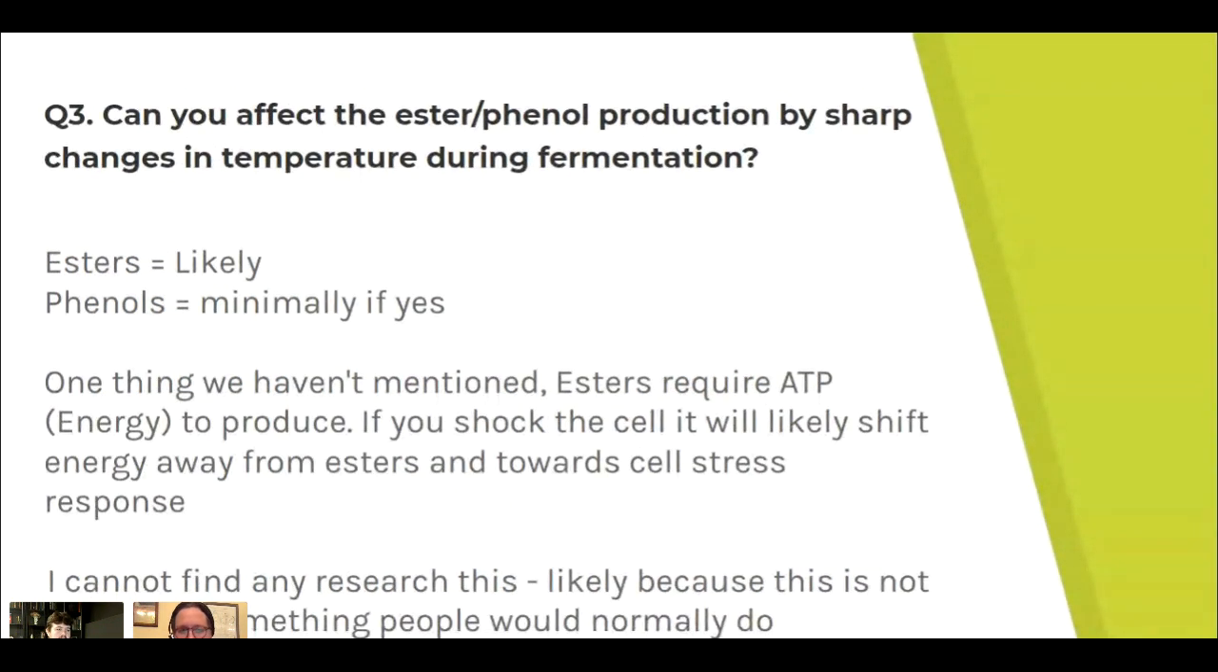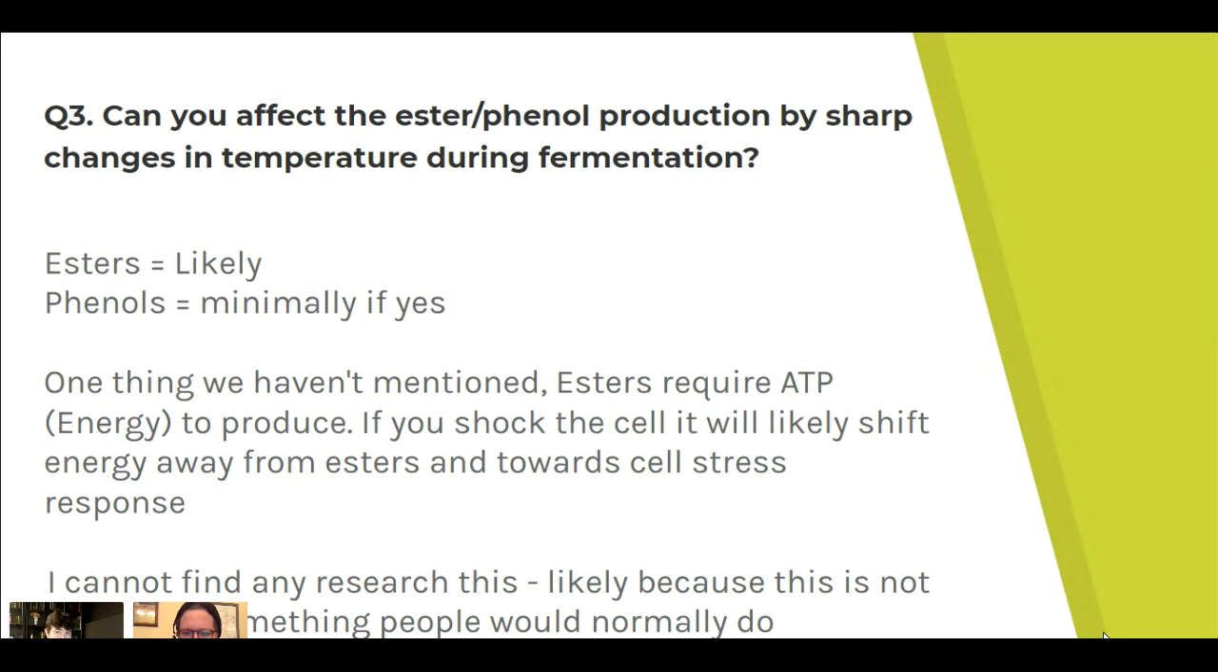So question 3. Can you affect ester and phenol production by sharp changes in temperature during fermentation? To break this down: esters, likely. Phenols, minimally if you can. There's some conflicting concepts around that. One thing we haven't mentioned, though, that is important, is that esterification requires energy; it requires ATP to produce. So if you are doing sharp temperature swings, you are shocking the yeast cells and causing them to spend a lot of energy, which means they will probably divert energy away from making esters.